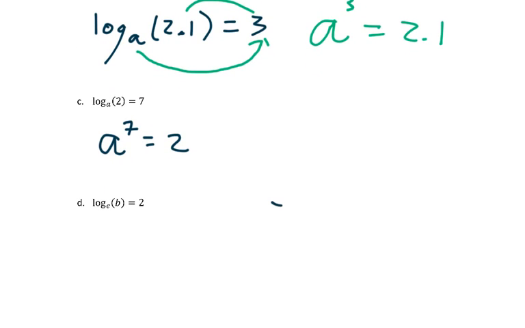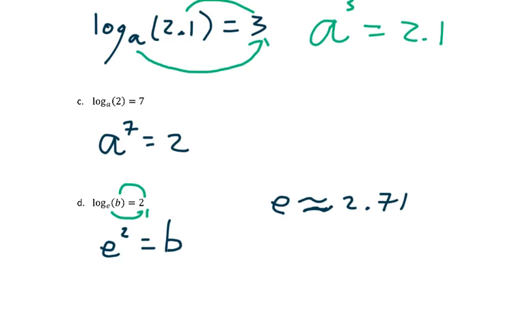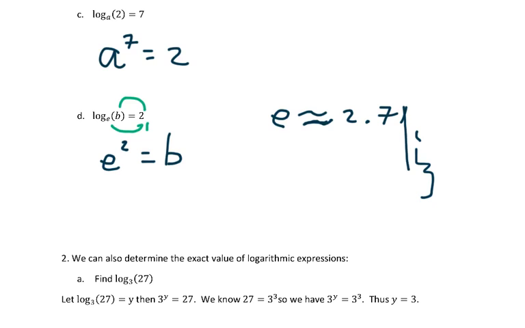Here, remember, e is a special number. It's irrational, but it's about 2.71. Remember, irrational means you cannot write it as a fraction of integers. But it does denote a special number. So here, using a log roll, we have e squared equals b. So we have another example done as well.